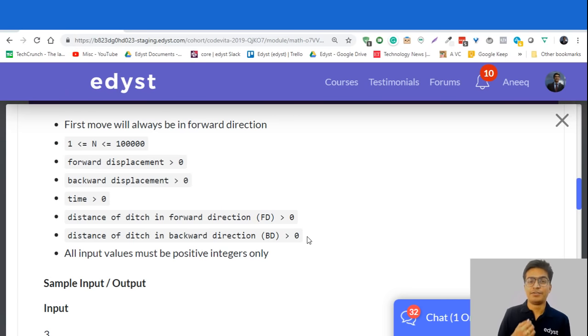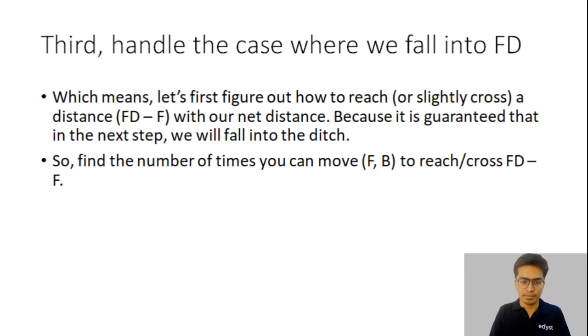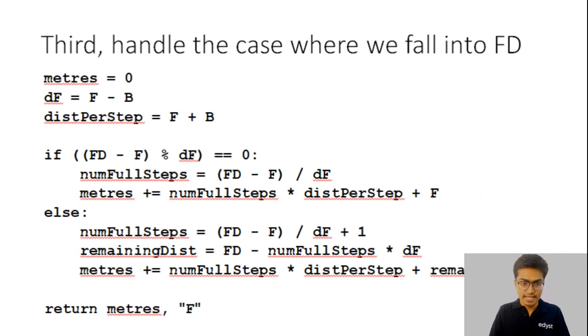However, if you've followed along so far, you might wonder: since we already know that we keep moving in increments of the net distance until we fall into the ditch, why can't we just simply do a division, or use the modulus operator? Can we do something with those operators instead of having to do a for loop and simulate every step? If you've thought along the same lines, that's pretty great, because that's exactly what we are supposed to do.